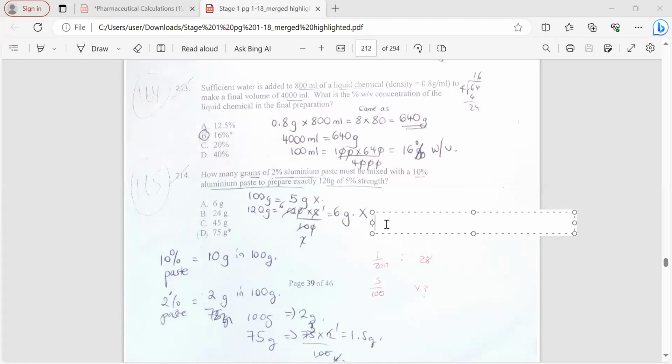If anyone has an easier way of doing this question, please let me know, because after this question we will go on break.